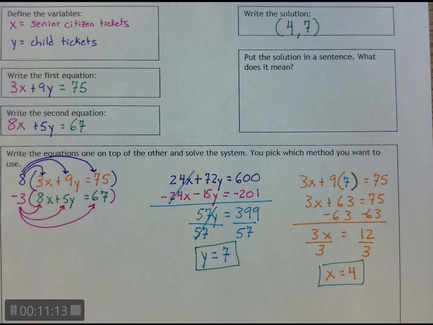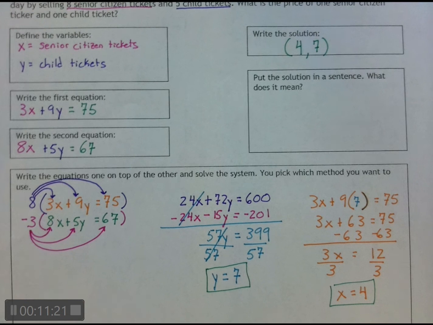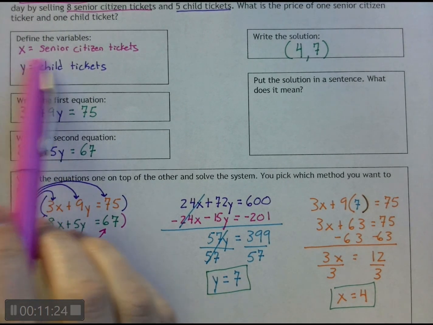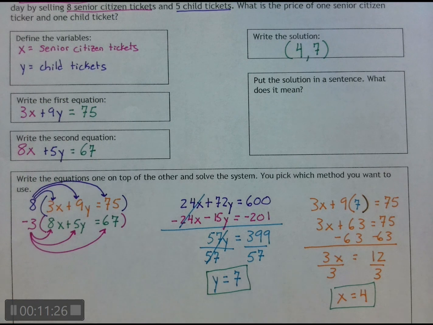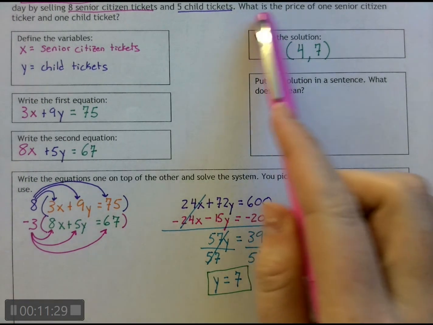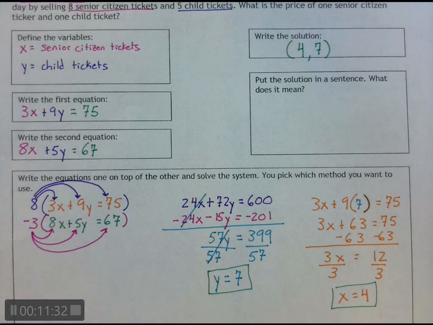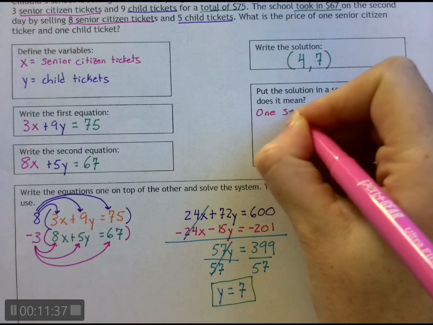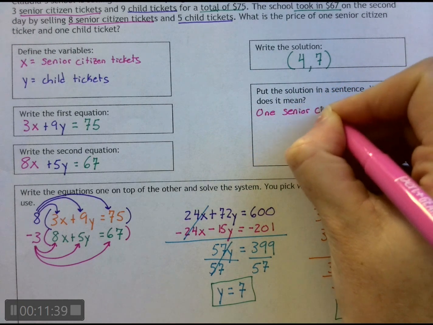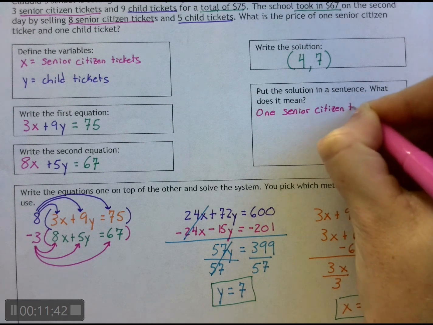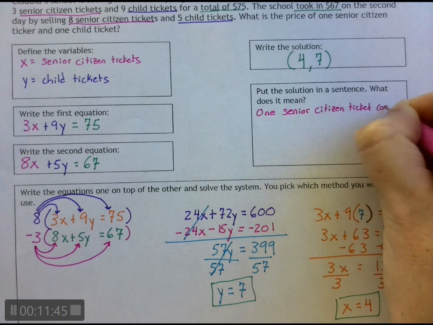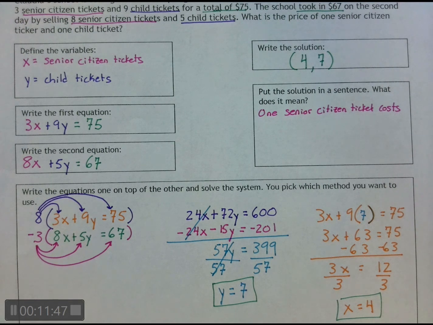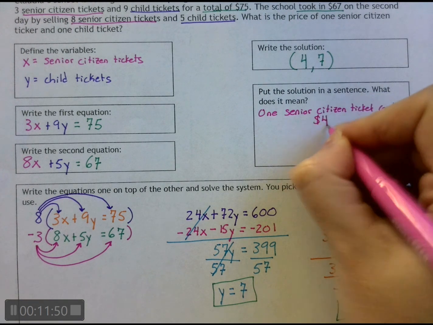So then put the solution in a sentence. What does this mean? So you need to go back to where we defined our variables, and we said x was senior citizen tickets. And our question was, what is the price of one senior citizen ticket? So, one senior citizen ticket costs how much? That's right, $4.